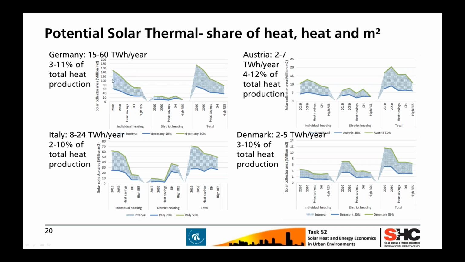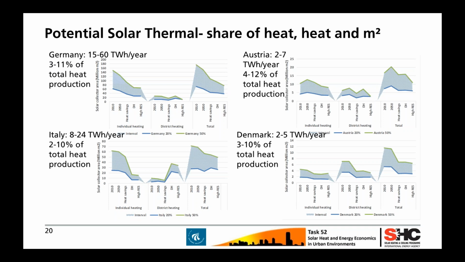If you look at the energy produced, that's about 15 to 60 terawatt hours per year, and that is between 3 and 11% of the total heat production, which might come out of solar thermal. The 11% corresponds to the assumption that we will have 50% of the buildings connected with solar thermal. If we are a little bit more conservative, saying only 20% of the buildings, for sure this amount of energy will only be 3% of the total heat production.